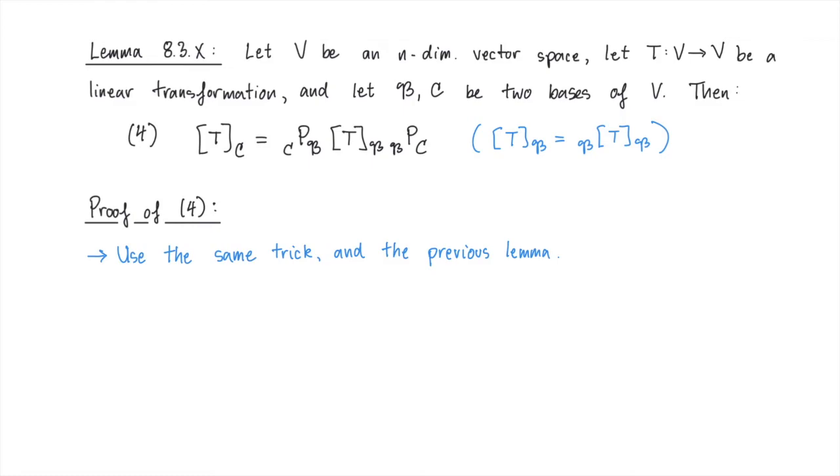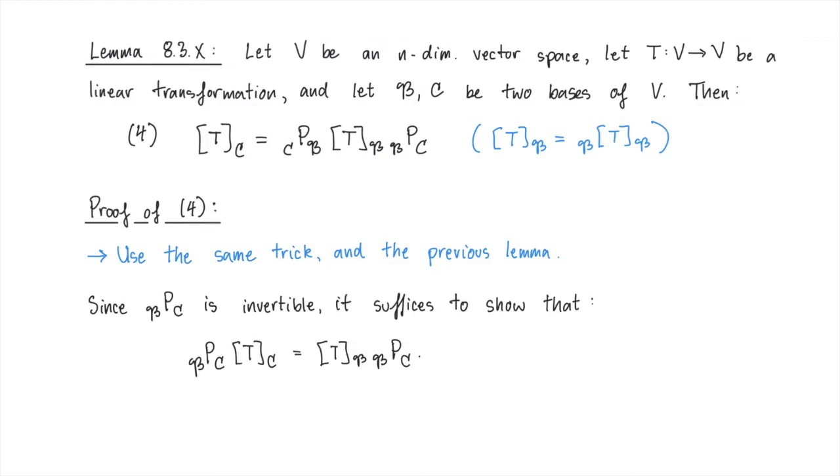We note that since we've just proved that a change of basis matrix is invertible, to prove this lemma, it suffices to prove the following statement, since we can multiply on the left by the change of basis matrix from C to B. If you watch the video about similar matrices, this trick might actually look familiar.